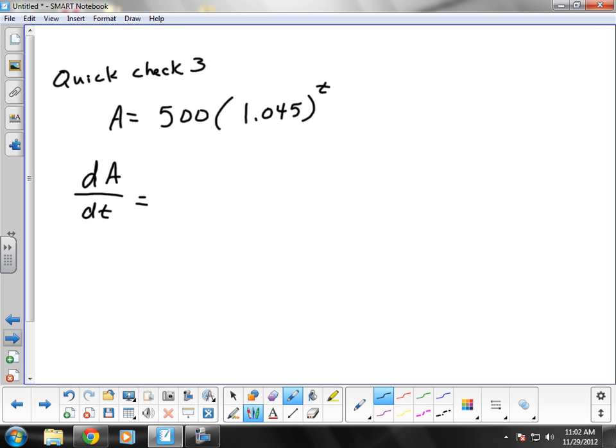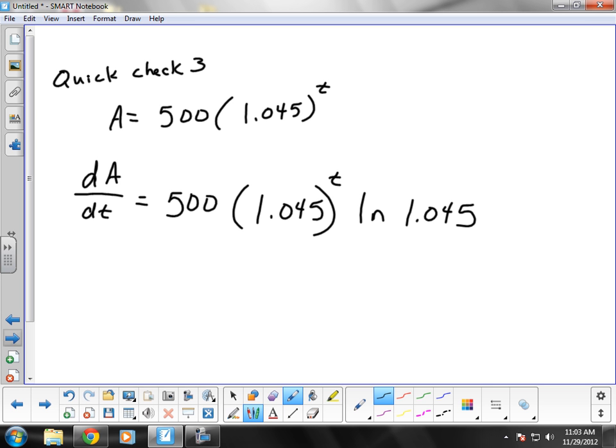Okay, so what are we going to do? Got to bring the 500 down because it's just a coefficient. And I don't have to worry about the derivative of the exponent this time because the exponent is just t, and the derivative of that's 1. Okay? Any questions? Yes, that's it.